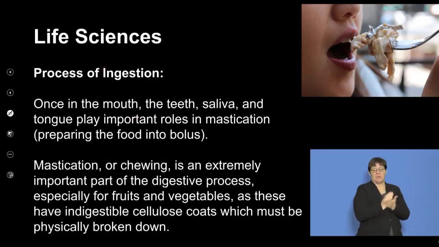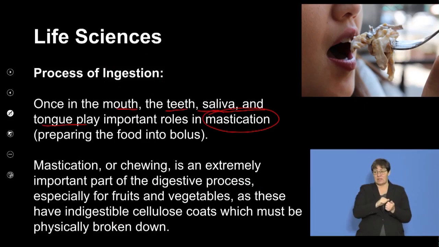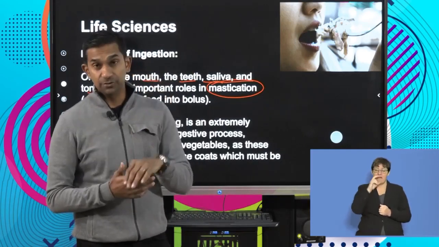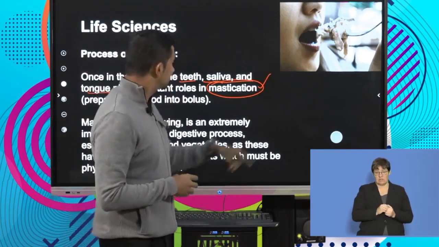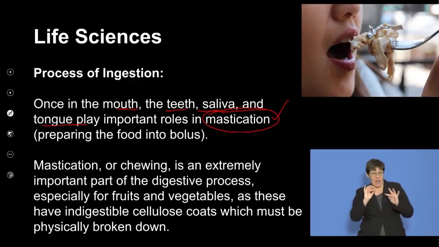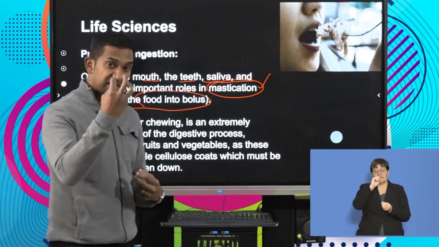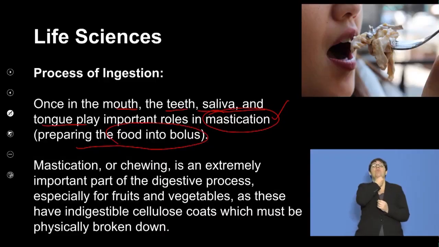Right, so ingestion, once in the mouth, the teeth, the saliva, as well as the tongue play an important role in a process called mastication. I mentioned this word before. Mastication is essentially the chewing of food. It's a complex word that describes the process of chewing. And that prepares the food into a ball that is softened with saliva, the food mass that then moves through.